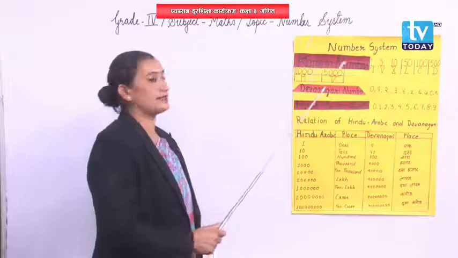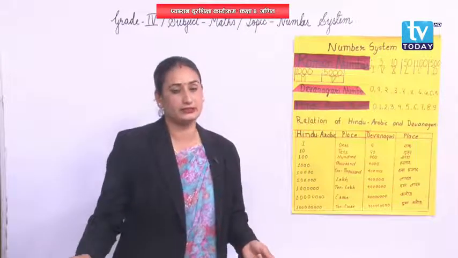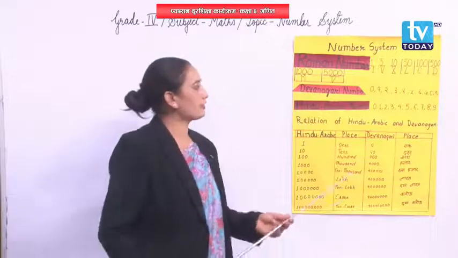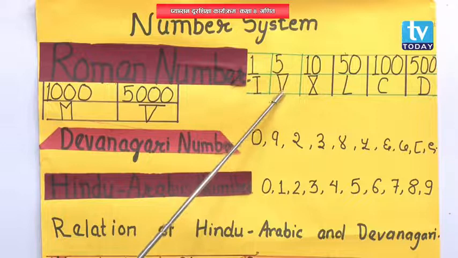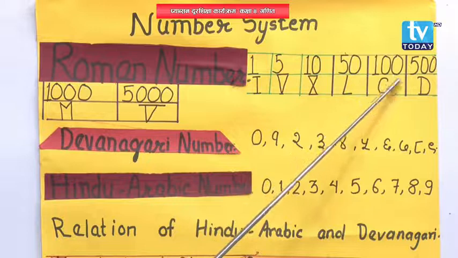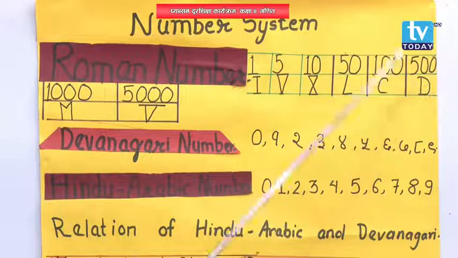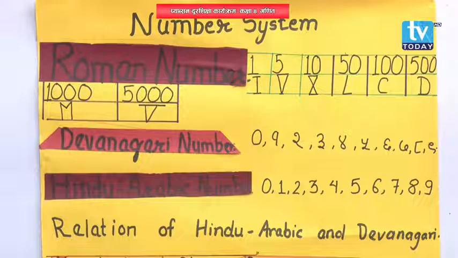It's a Roman number. How do we write the Roman number? Do you have any idea? See here. For 1, we write I, it's the symbol I. For 5, we write V. For 10, X. For 50, L. For 100, C. For 500, D. For 1000, M, and for 5000, V with a bar. In this way, we go on writing the Roman numbers.